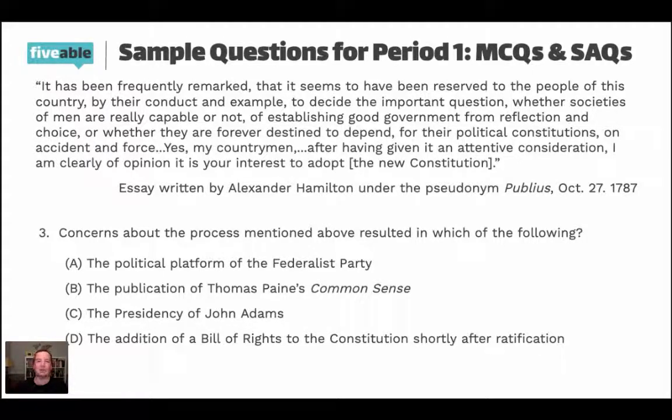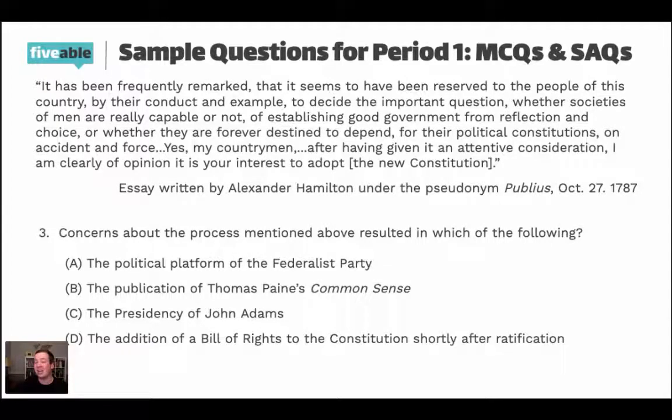Keep in mind that there are two main items that the Federalists are going to use to get the Constitution ratified, and that is the Federalist Papers and promising a Bill of Rights to be passed shortly after it's ratified. That's a big deal. Thomas Paine's Common Sense is all about going away from the British in 1776. That's way too early, and it really doesn't have anything to do with this.